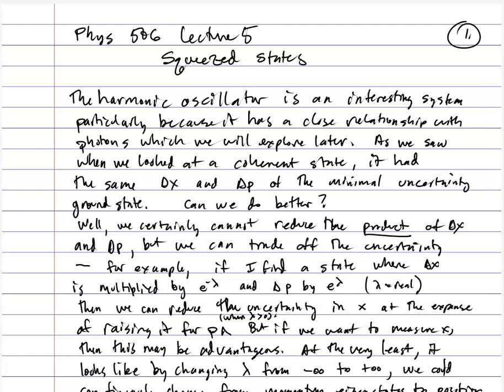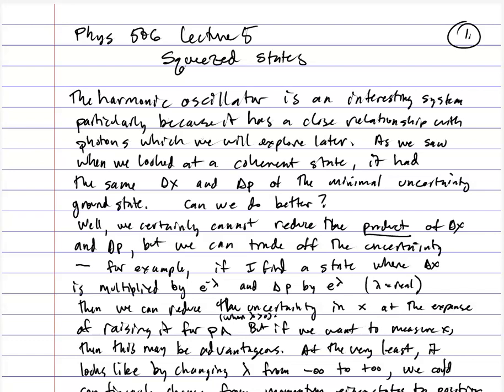The simple harmonic oscillator is an interesting system, not only because every potential, or nearly every potential, can be approximated by the simple harmonic oscillator near its minimum. It actually has a very close relationship to photons that we're going to be exploring later in the class. And as we saw, the coherent state had the same uncertainties for position and momentum, namely the minimal uncertainty of the ground state, as the simple harmonic oscillator has for the ground state itself.